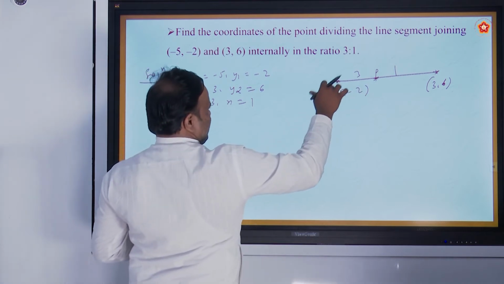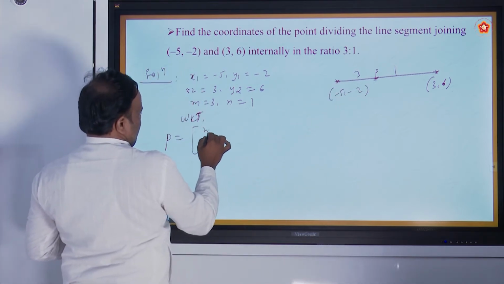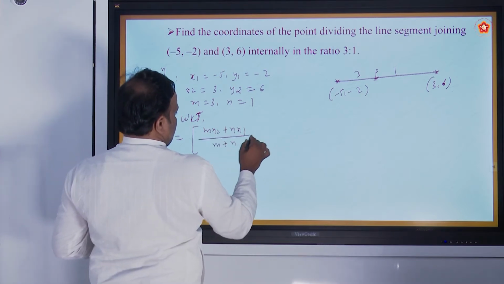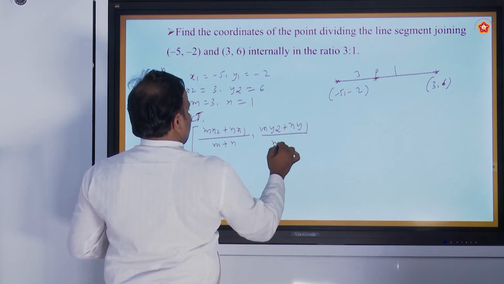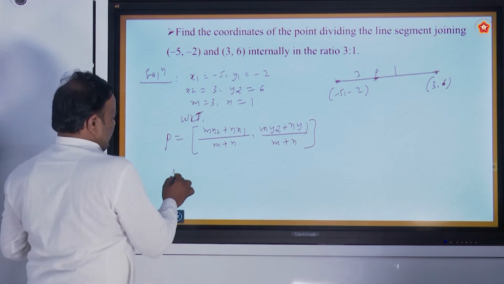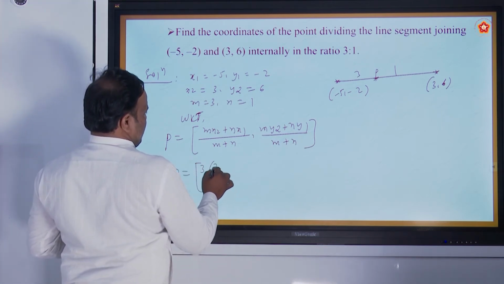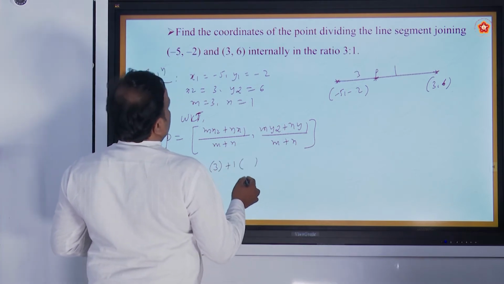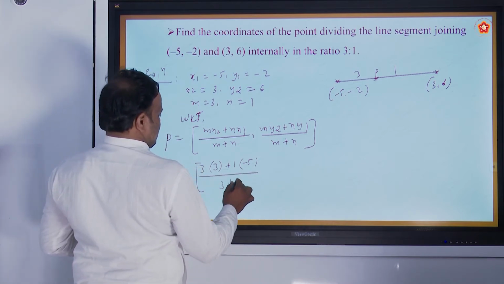Let P be the point that divides the line joining the points internally. P equal to (mx2 plus nx1) by (m plus n), (my2 plus ny1) by (m plus n). Then substitute the values and we will get the answer. So P equal to m is 3, x2 is 3, plus n is 1, x1 is -5, by m plus n, 3 plus 1.